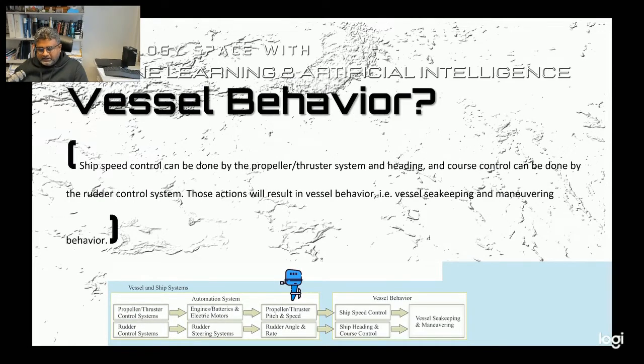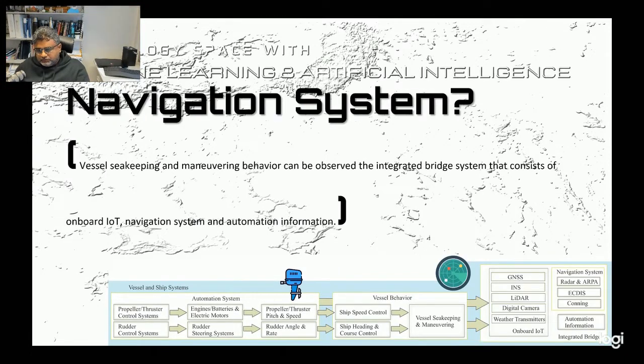If we expand that further, the propeller and thruster control system often controls the speed of the vessel, and the rudder control system supports controlling the heading and the course of the vessel. If you combine both speed control and heading and course control, you end up with the behavior of the vessel. This is where vessel seakeeping and maneuvering conditions can be coupled. Eventually, this vessel behavior and the information from the automation system, along with the vessel navigation, should be displayed.